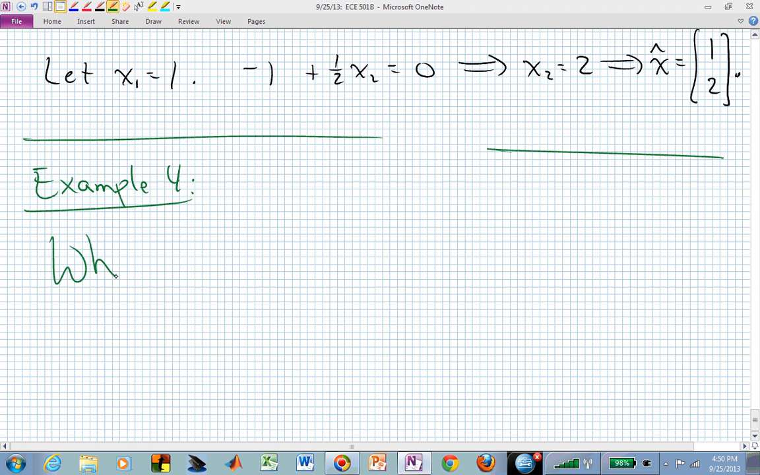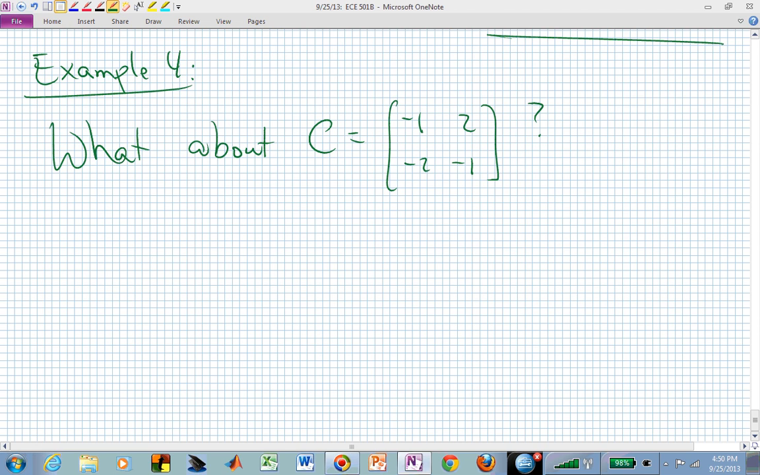We started with A1, went to A2. We did a B. Let's try C. What about C equal to minus 1, 2, minus 2, minus 1? Does it have real eigenvalues? If you've had any linear algebra, maybe you can already answer that question. Or if you've taken some of my undergraduate classes, maybe you remember that that structure is screaming at you in terms of what its eigenvalues are. Maybe not. Let's see what we can find out.